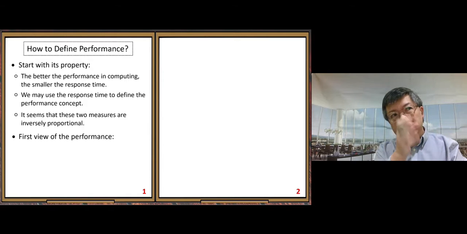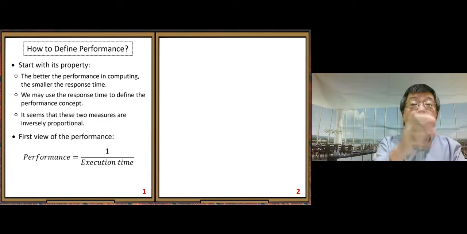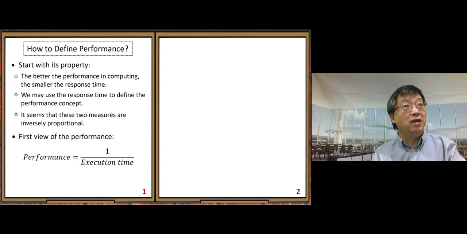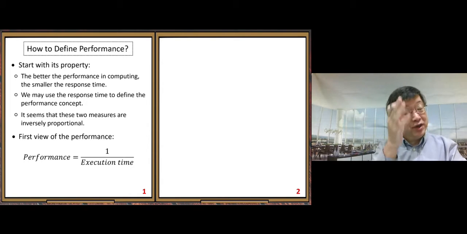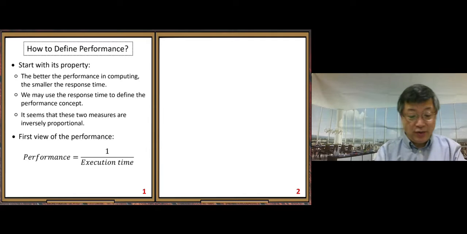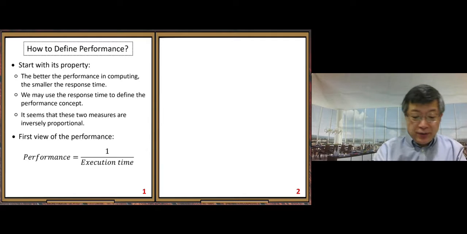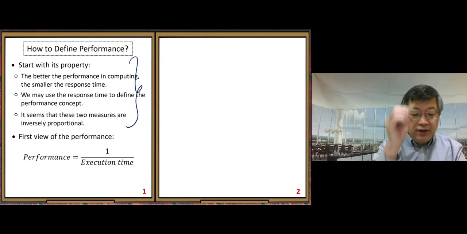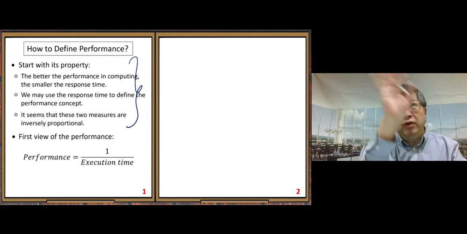With this kind of understanding, our first view of performance is very simple. We just create a new performance measure: performance equals the reciprocal of execution time. Because if we use this, we get a reversely proportional relationship, right? Based on these three simple facts, we can summarize our first performance measure.